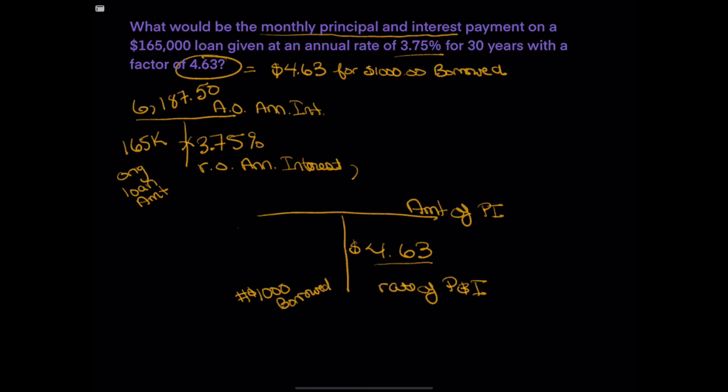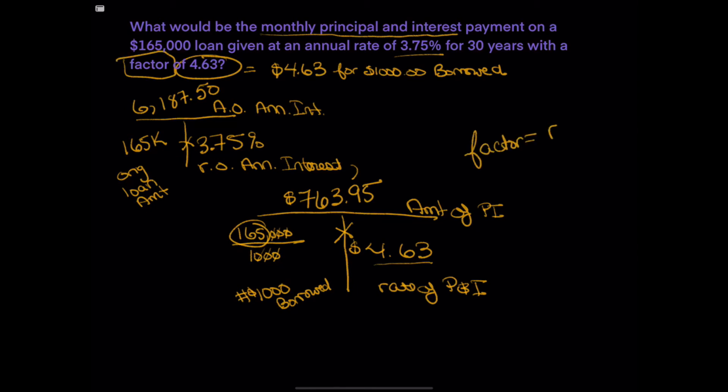Okay, well, if the loan was $165,000, we need to divide by 1,000. And so the easy way to do that, we find out there's 165 thousands in a $165,000 loan. We'll multiply that by 4.63, and that tells us that the monthly P&I will be $763.95. So really, this word factor is a fancy word for rate of P&I.